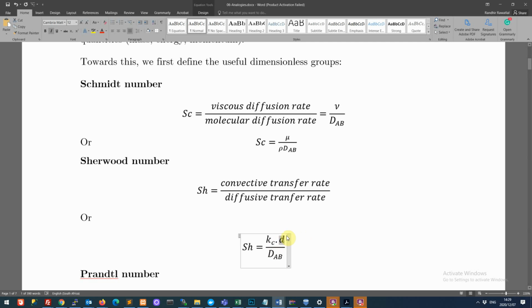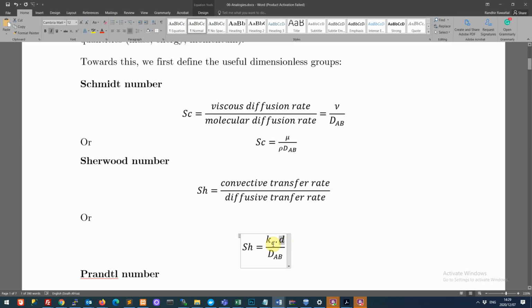In this case, the spatial dimension is not going to be the film thickness. More typically, this is something like a diameter in a pipeline or something like that. So in the Sherwood number, we are trying to maintain the same mass transfer conditions.